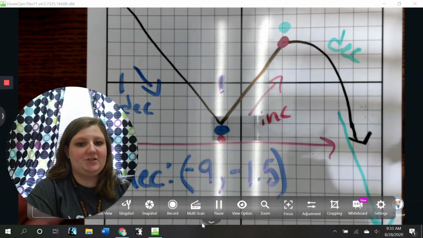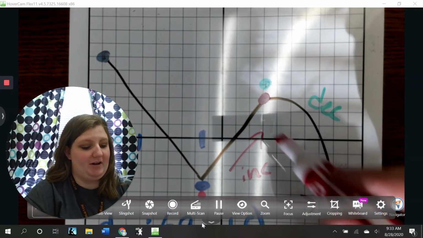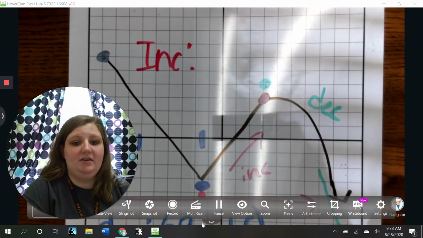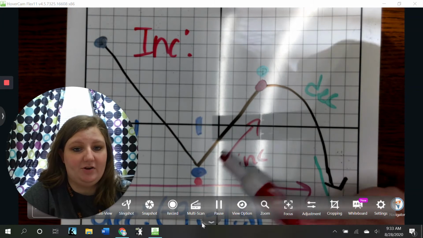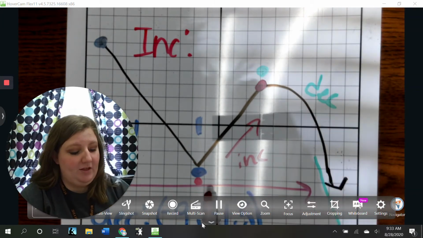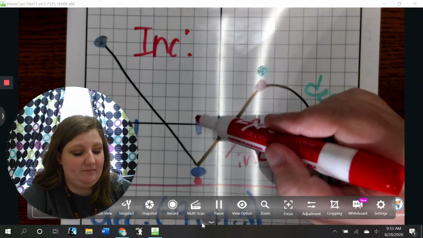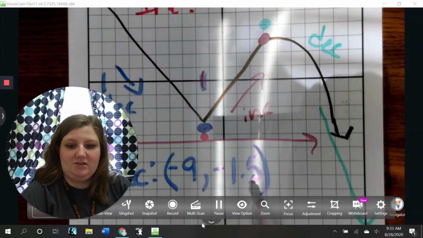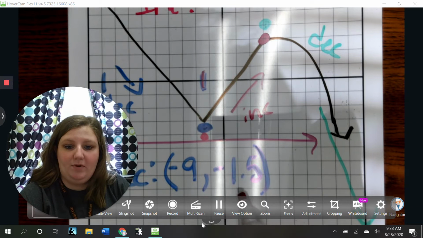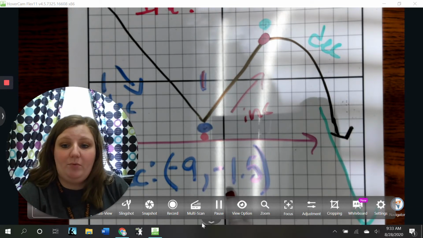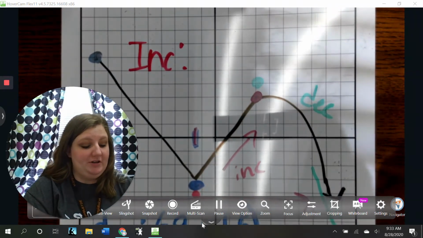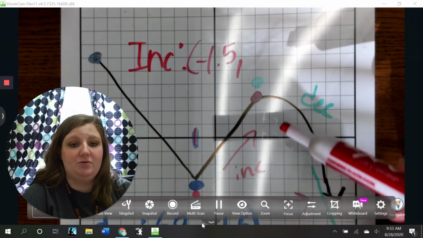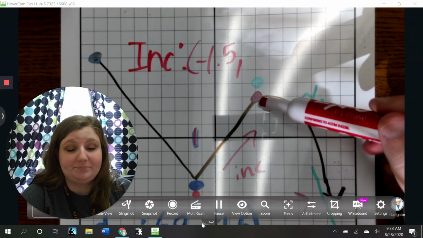So when we describe our increasing, I'm going to bring it up here just for the sake of space. Okay, we were increasing from this point right here to this point right here. Well, this point right here is in that same spot. So notice sometimes you can be decreasing up to this point and then switch. So that same point is where our new interval will start. So from negative 1.5 up to this point, we are increasing.